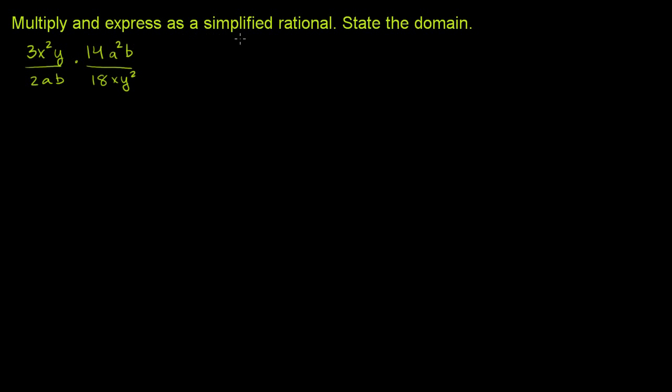Multiply and express as a simplified rational. State the domain. So we'll start with the domain. The only numbers that will make this expression undefined are the ones that would make the denominator equal to 0. That situation would occur when either a, b, x, or y is equal to 0. If any of those are equal to 0, then we have an undefined expression.